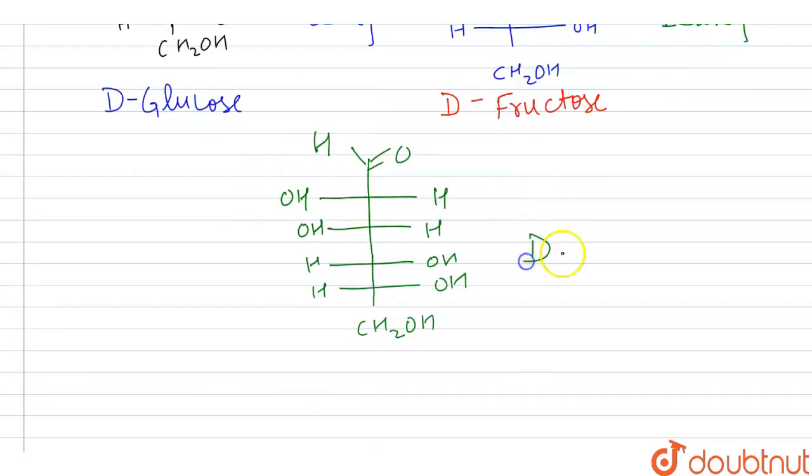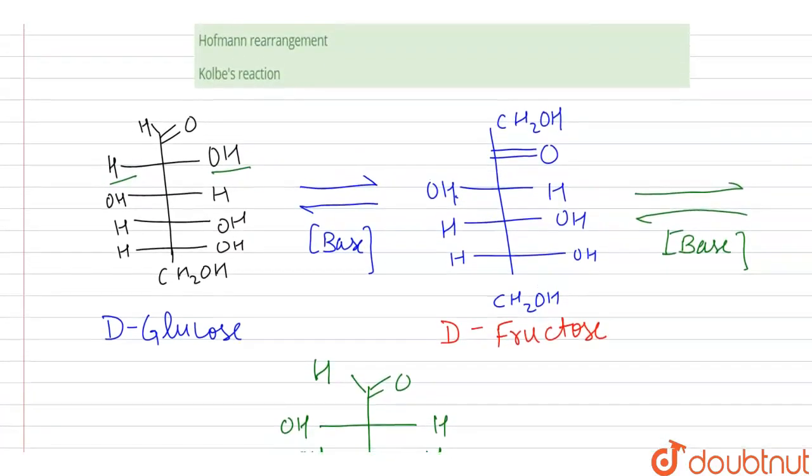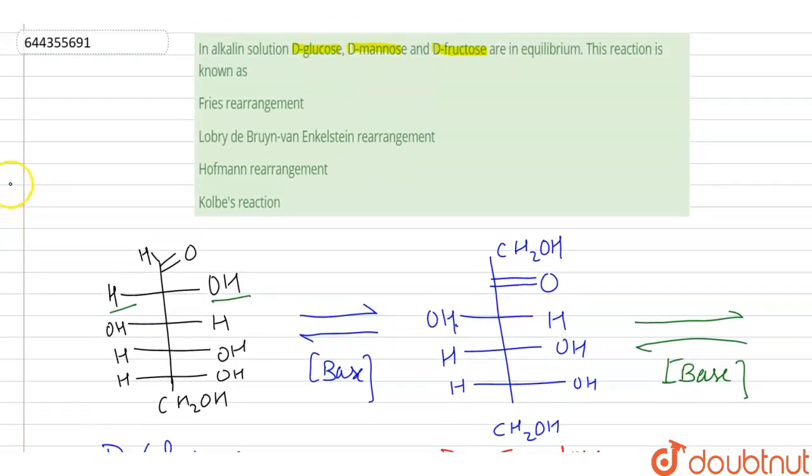This is your D-mannose. So you can see that all these three are the different structures of the same compound. So you can say that they are existing in equilibrium. And the reaction in which all this happens, this reaction is known as Lobry de Bruyn-Alberda van Ekenstein rearrangement. Okay, so this will be our answer.